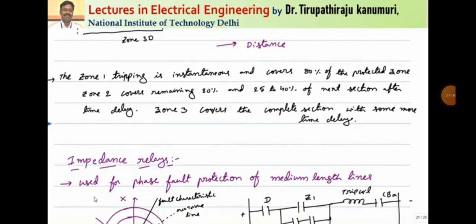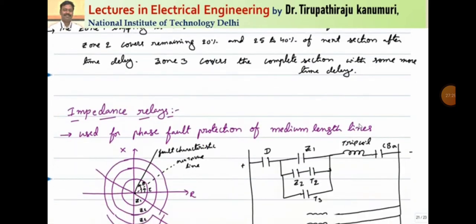So for zone number 1, the tripping is instantaneous and covers 80% of the protected section. Zone 2 covers the remaining 20% and 25 to 40% of the next section, and it will operate after some time delay. Zone 3 will cover the complete section with some more time delay.